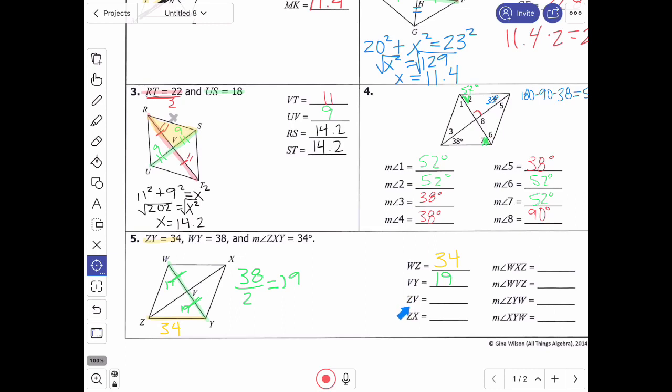Then ZV. ZV is this part of the diagonal, ZX. I don't know if these diagonals are congruent. Do not mix this up with rectangles. So I'm not going to say it's 19 because I don't know that. Instead, I'm going to have to use Pythagorean theorem because this is my right angle. So if I'm trying to find this black side, I'm going to call it my X. I have my hypotenuse. My hypotenuse is 34. So I'm going to have x squared plus 19 squared equals 34 squared. X squared.